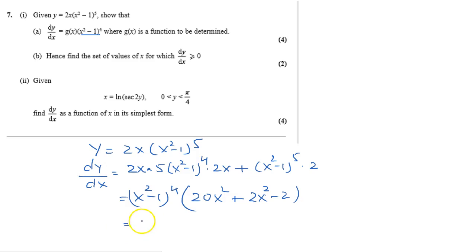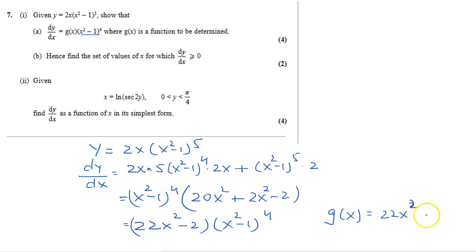So this will be 22x square. So this is 20x square plus 2x square, 22x square minus 2, and x square minus 1 to the power 4. So we can say that g(x) is 22x square minus 2.